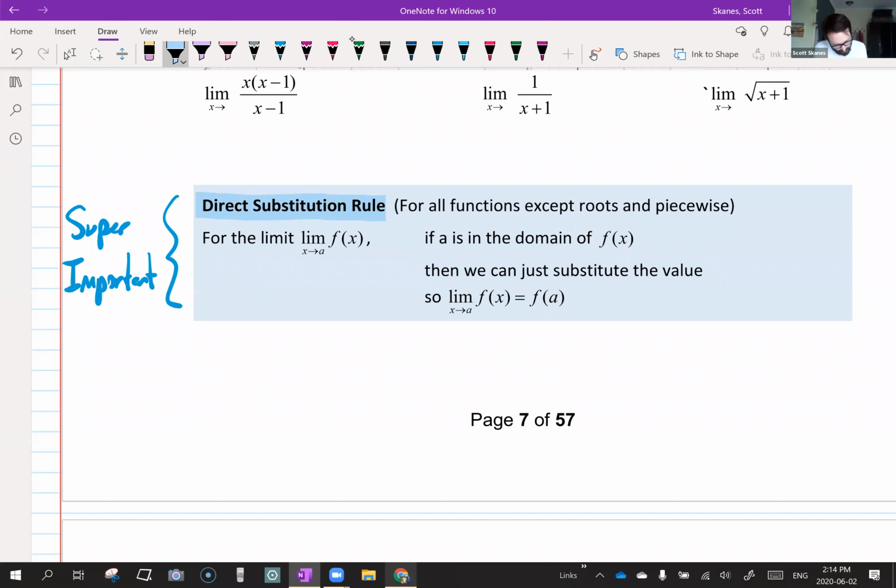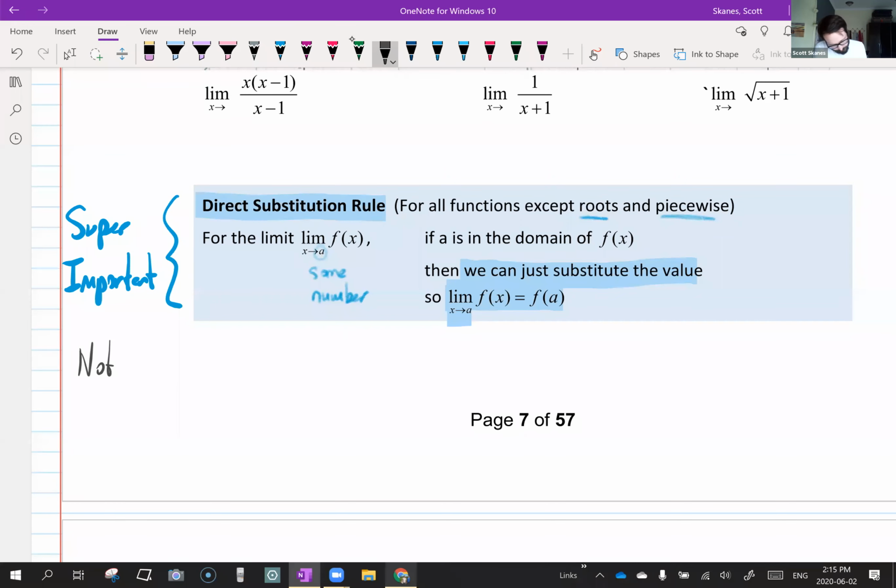So what this is saying is we can use it for all functions except for roots and piecewise. We'll see that later. The limit as x approaches some number, whatever number, we can just substitute the value in so that the limit is just literally evaluating it like it normally would. So let me show you what that means in a second. I've got one more thing to say before we do the practice problems.